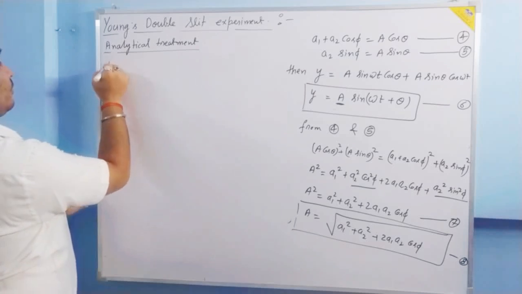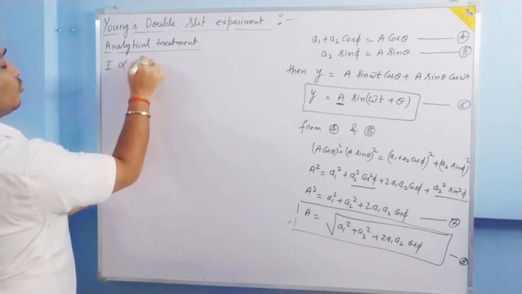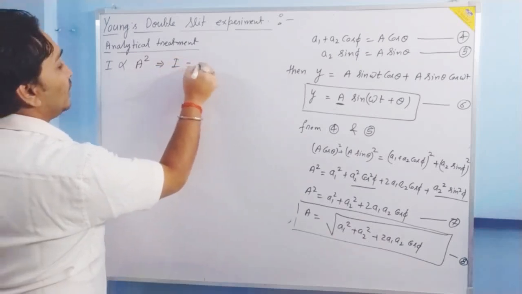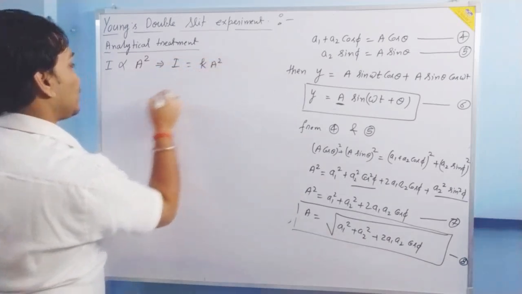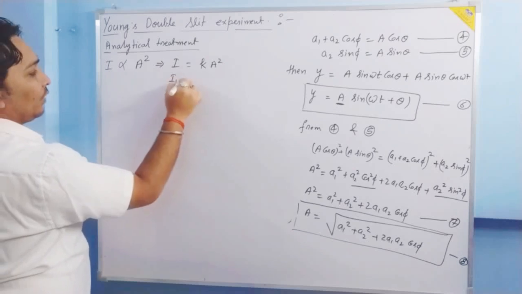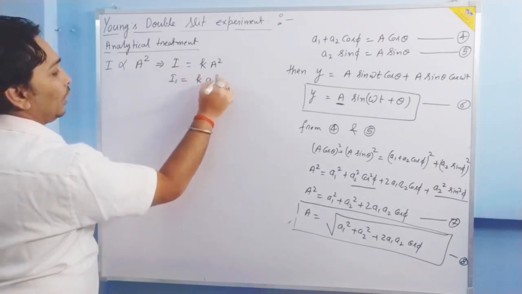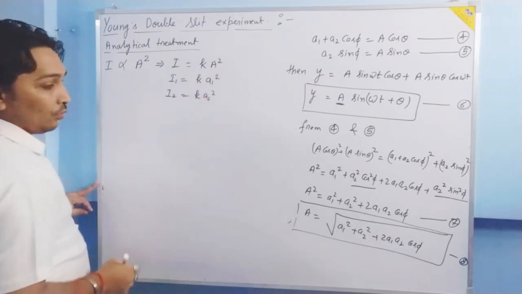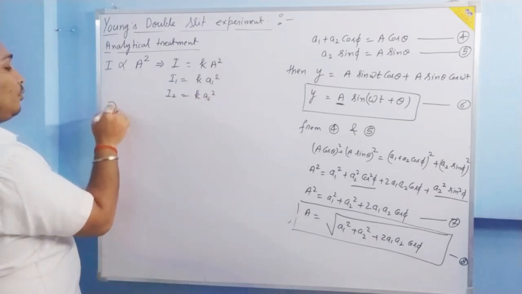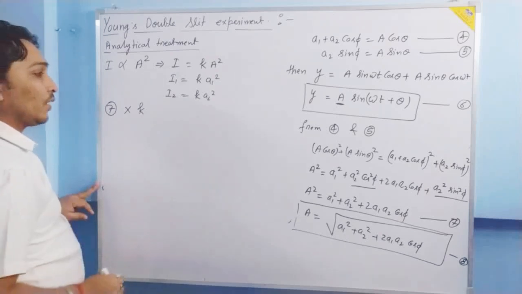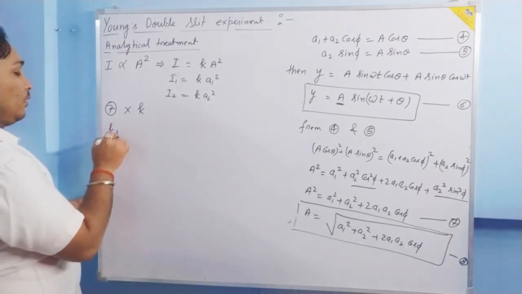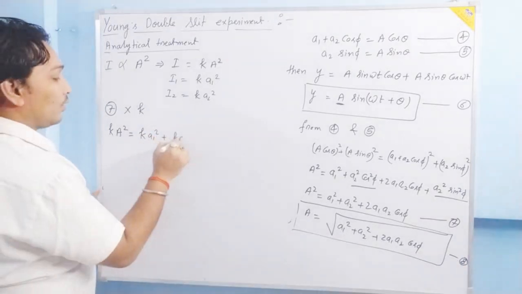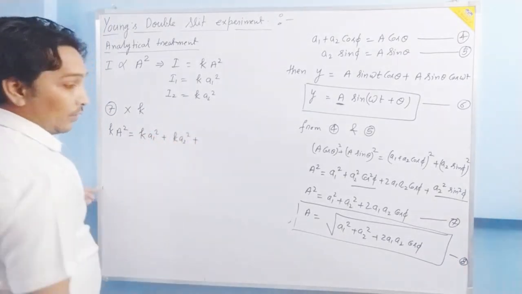intensity of wave, that is your I, is directly proportional to the amplitude square. From here we can write intensity is equal to K A square. For the first wave, similarly we have I1 is equal to K A1 square and I2 is equal to K A2 square. So what we are going to have? We are going to multiply equation 7 with K. So what we are going to have? K A square is equal to K A1 square plus K A2 square, and see one thing I am doing here.